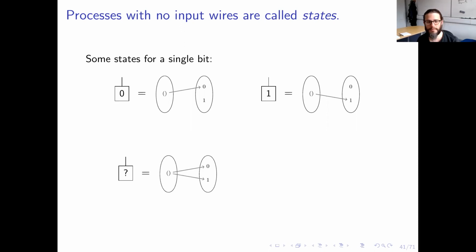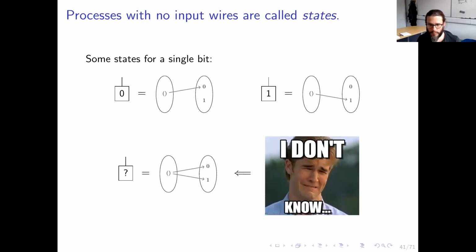But relations allow something else, which is this state, where I relate both to 0 and to 1. And what does that represent? Well, that represents the fact that I have a bit, but I don't know what it is. So I can use this relation to represent that I might not actually know what's going on with my bit. That's quite useful when talking about things like cryptography, where you may or may not know things.